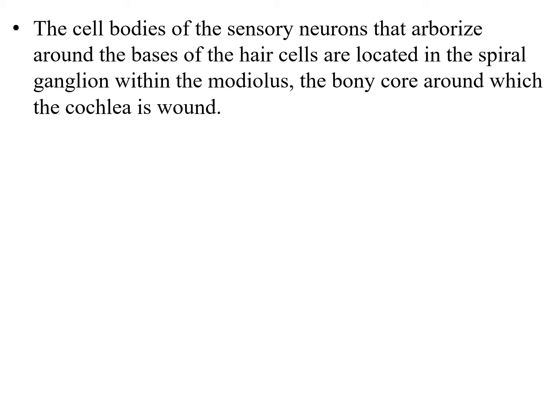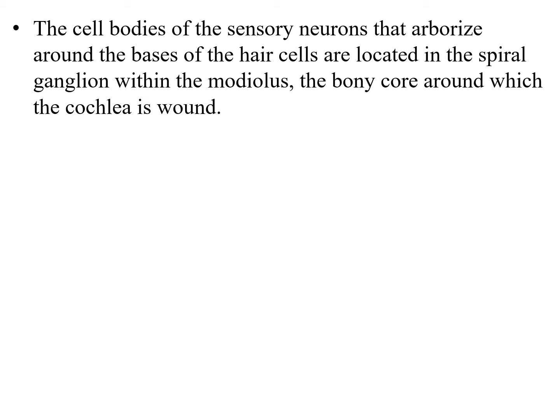The hair cells, being the receptors of sound, need to transmit whatever they are receiving to the nerves for the brain to perceive it as sound. So what is the arrangement? In the preceding diagrams I have shown you the location of the spiral ganglion. The spiral ganglion is the collection of cell bodies of sensory neurons, and the axons of these cell bodies arborize around the bases of the hair cells.